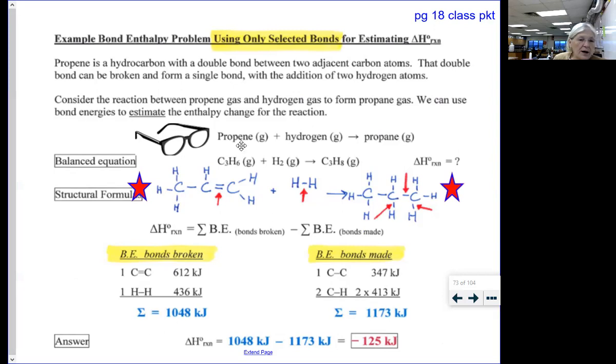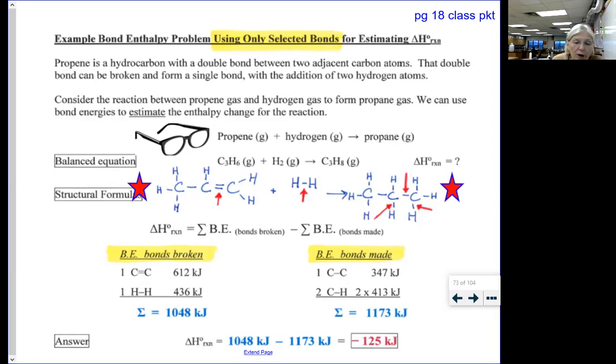Look at this equation. Propene, which is 3 carbons with a double bond in it, can be reacted with hydrogen to make propane. So here's the reaction. It's a 1-to-1-to-1 balanced chemical equation. Your goal is to find the enthalpy of that chemical reaction. Double stars. Look at these 3 structural formulas: here is the propene molecule, the hydrogen molecule, and the propane molecule.